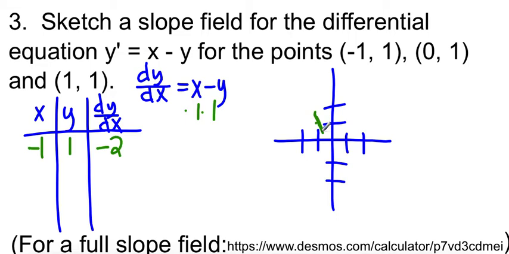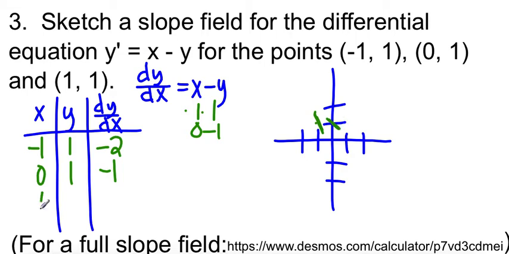Now we are also supposed to check at (0, 1). So if you plug in 0 minus 1 into this, you get -1. So that means at the point (0, 1), the slope is -1. We're just going to draw on a little line to kind of demonstrate that.